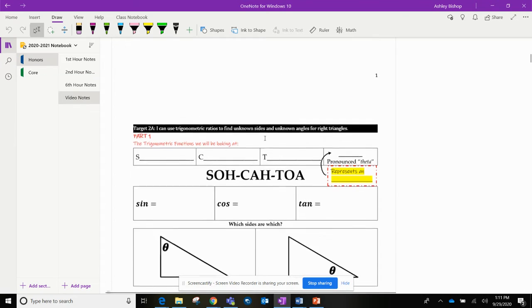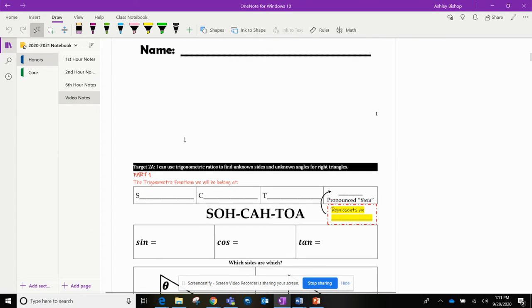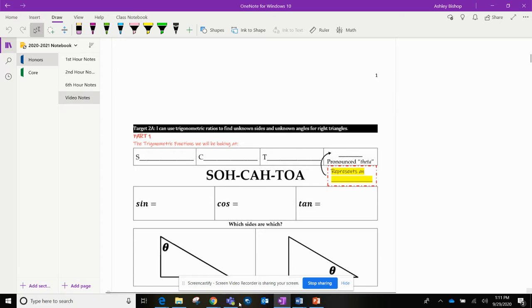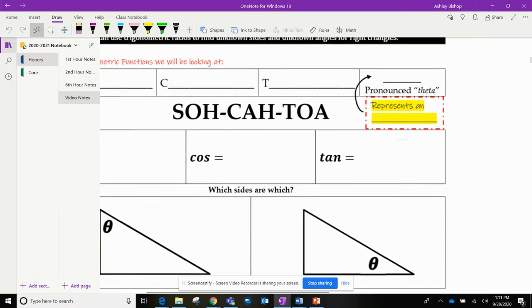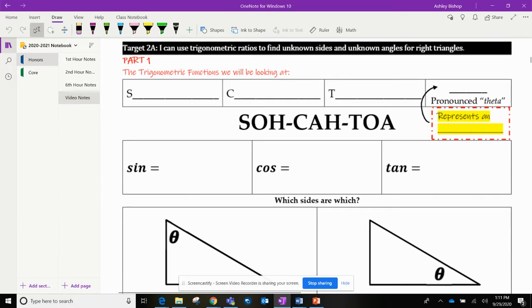Alrighty, we are going to be starting our target or our KC2 notes today. You can find these on our Teams page under the left-hand side, KC2. We're going to be talking about trigonometry. Starting with this first page of notes, we're going to be using trigonometric ratios to find the length of unknown sides and angles.